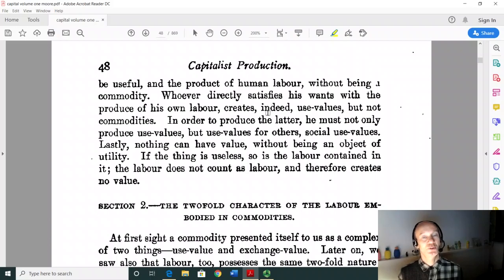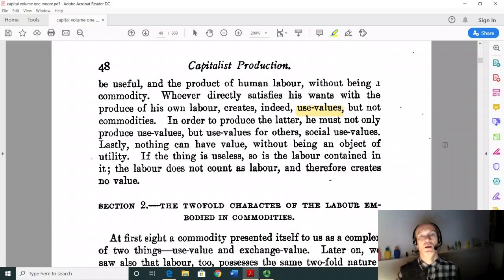If I produce things for myself, like if I cook for myself, for example, then I'm producing a utility. The meal that I'm producing is a use value, but it's not a commodity because I'm not selling it. I'm just eating it myself. So it's a product of my labor, and it's useful, but not a commodity.